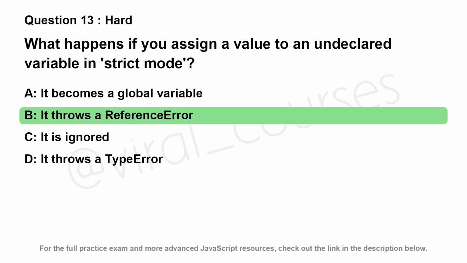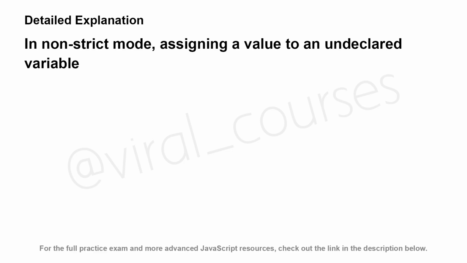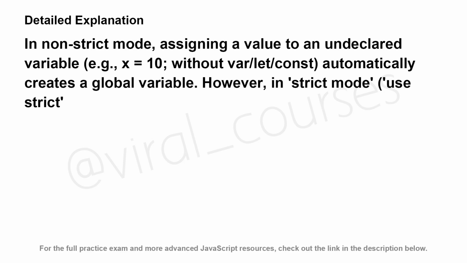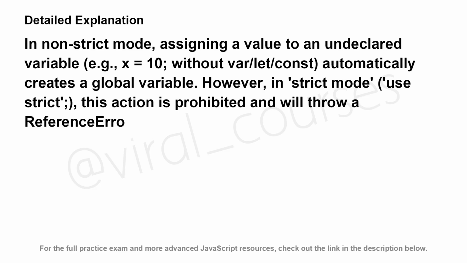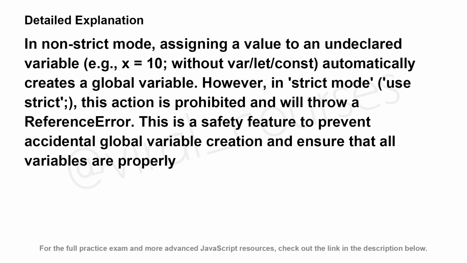The correct answer is B. In non-strict mode, assigning a value to an undeclared variable, e.g., x = 10, without var, let, or const, automatically creates a global variable. However, in strict mode, "use strict", this action is prohibited and will throw a reference error. This is a safety feature to prevent accidental global variable creation and ensure that all variables are properly declared before use.